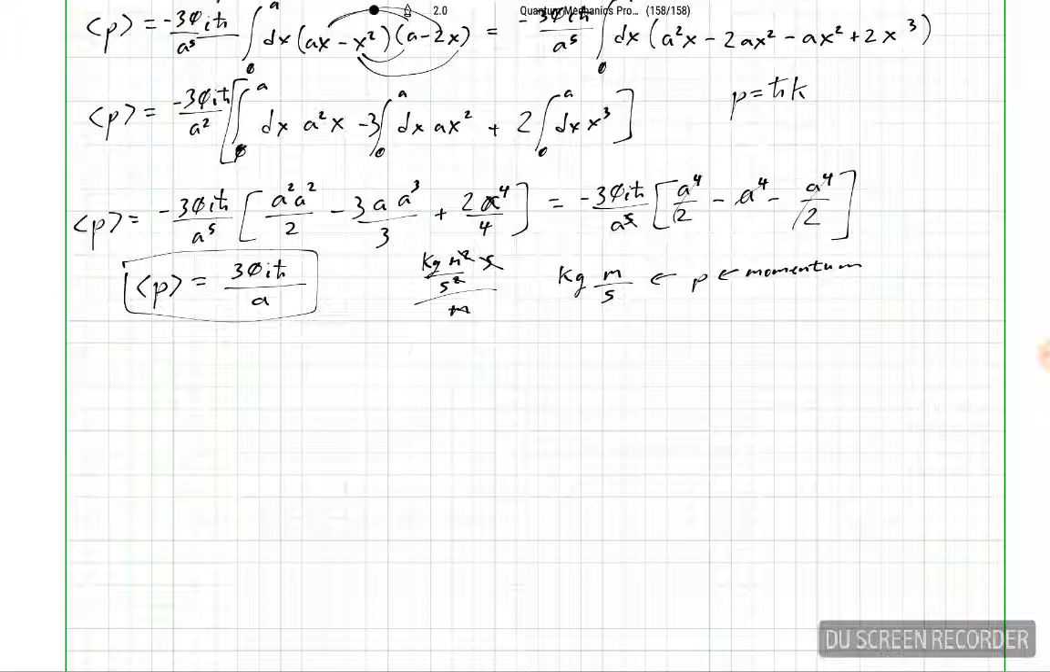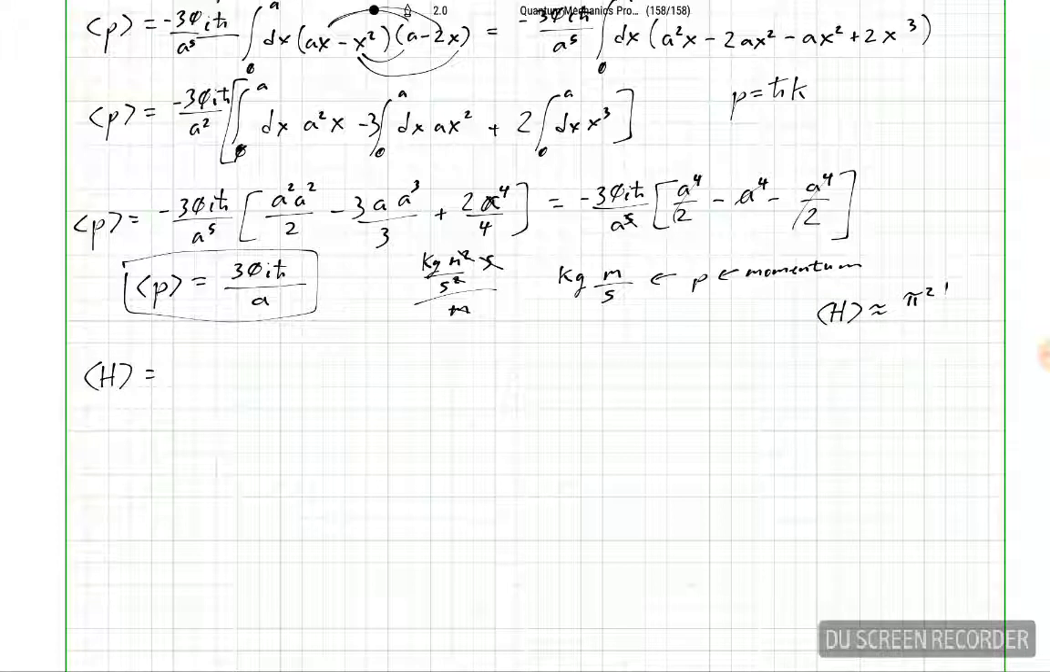And now lastly, we're going to get our expectation value of our energy. And remember, we want to compare it to our estimate, which is that it looks like a parabola, a downward parabola. Looks a lot like half a wavelength of a sine wave. So that's what our estimate is. Let's see how close we are.